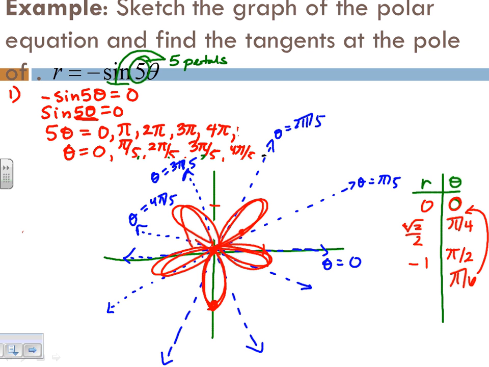So the hard part here is that sometimes you're going to have a petal in every single one of those little spaces, and sometimes it's every other one, and that's what you're going to have to know. Start looking at page 690.